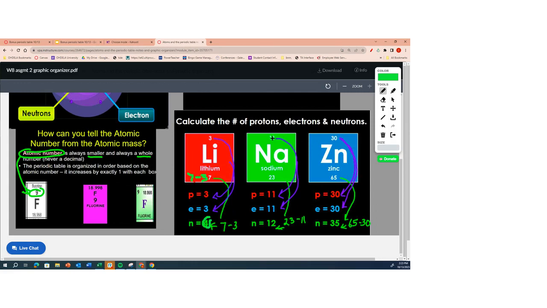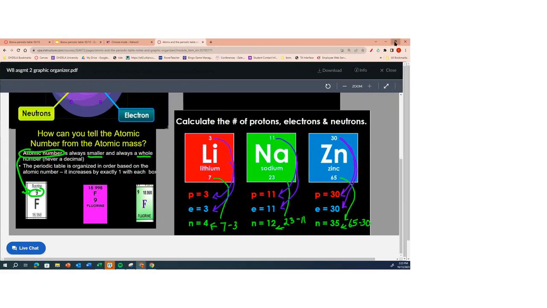Same way with sodium, Na, 11, so that's the protons and the electrons. We take the 11 from the 23 and we get 12. And then zinc has 30 protons, 30 electrons from the top number. And then we take 65 minus 30 and that gets us 35.